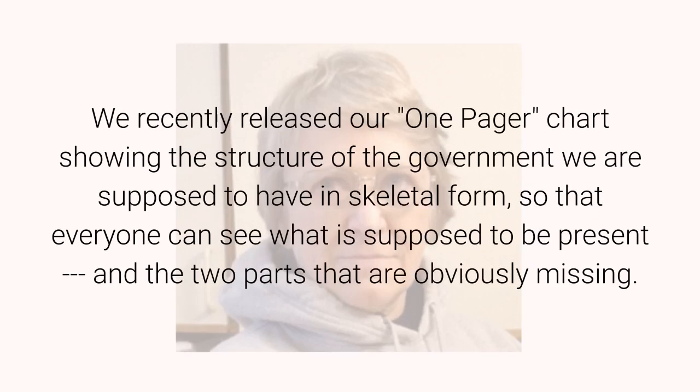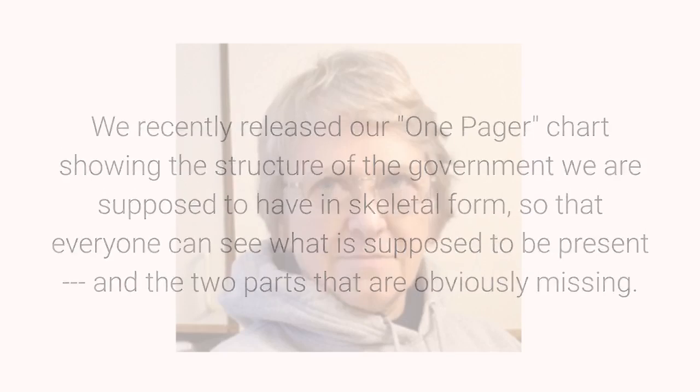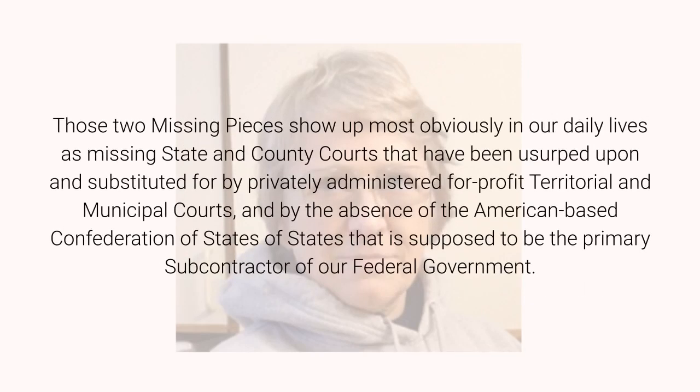We recently released our one-pager chart showing the structure of the government we are supposed to have in skeletal form, so that everyone can see what is supposed to be present, and the two parts that are obviously missing. Those two missing pieces show up most obviously in our daily lives as missing state and county courts that have been usurped upon and substituted for by privately administered for-profit territorial and municipal courts, and by the absence of the American-based Confederation of States that is supposed to be the primary subcontractor of our federal government.